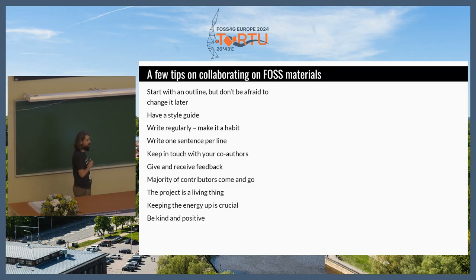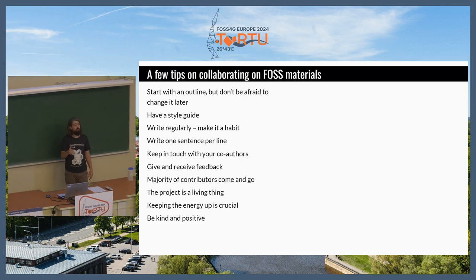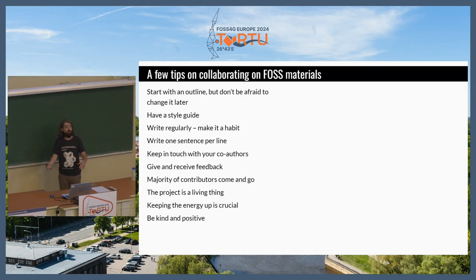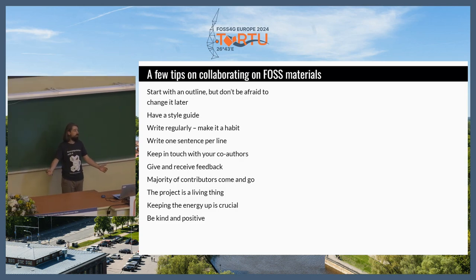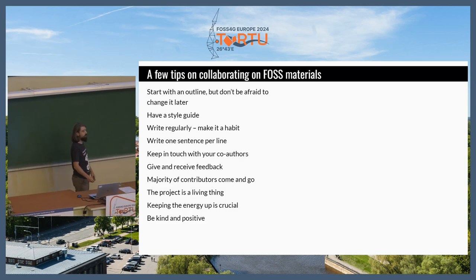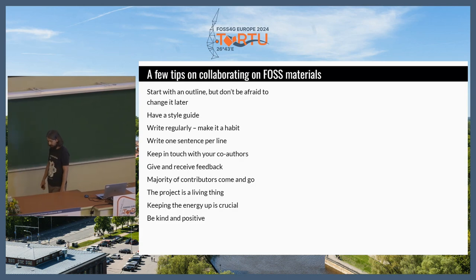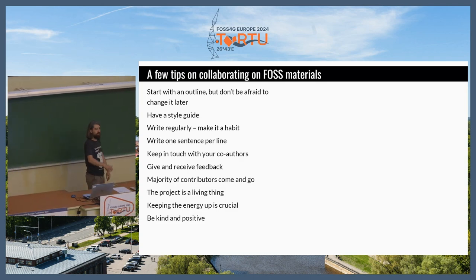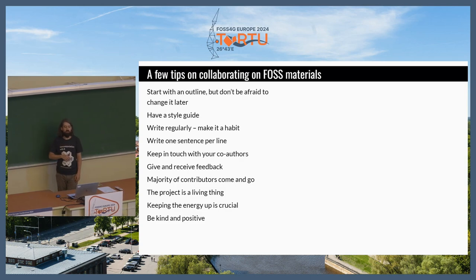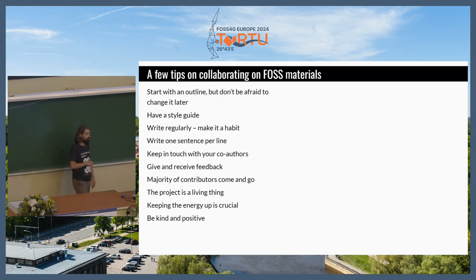So a few tips on creating or collaborating on those kinds of materials. An outline is very important, especially with collaboration. If you work with two people or three people or five people, and there is no outline, there will be chaos, and people will always need to reorganize things, and it will be very hard to do. With Geocomputation with R, as I mentioned, we started with an outline, and I think we changed this outline two times in the process, and then we changed it a little bit for the second edition as well. So it's good to have an outline, but not to be afraid of changing it later.